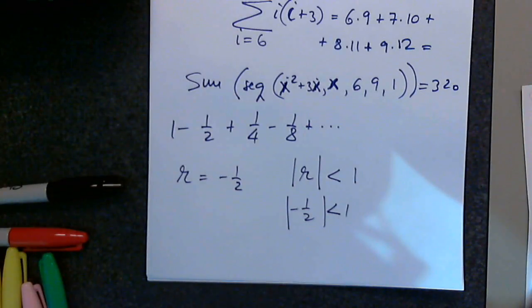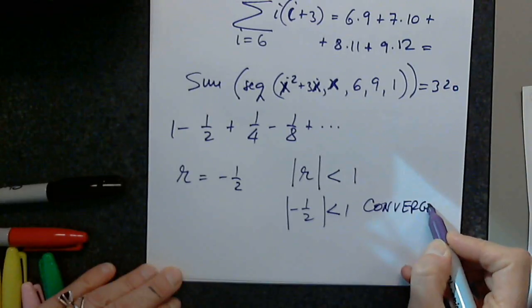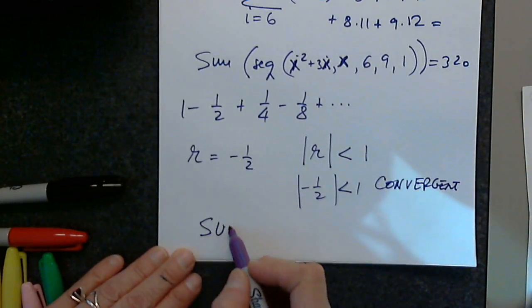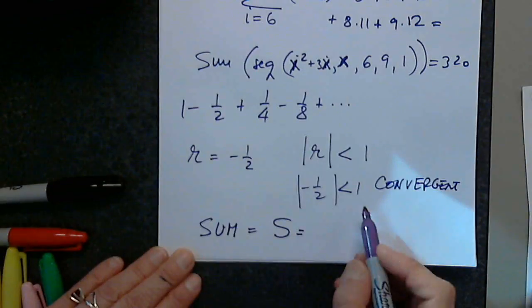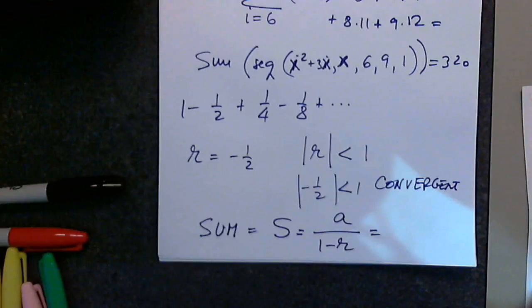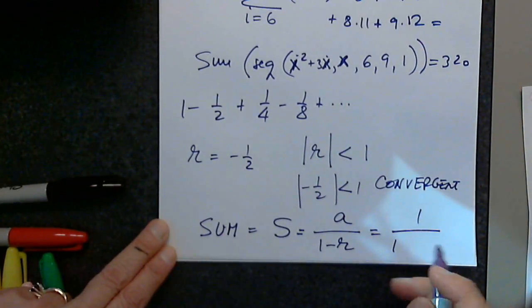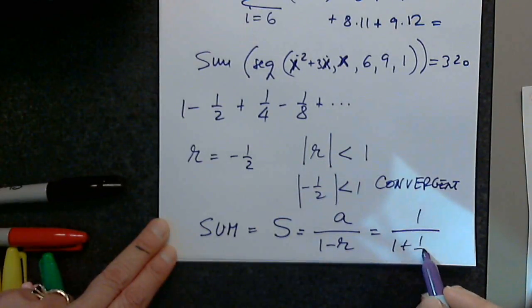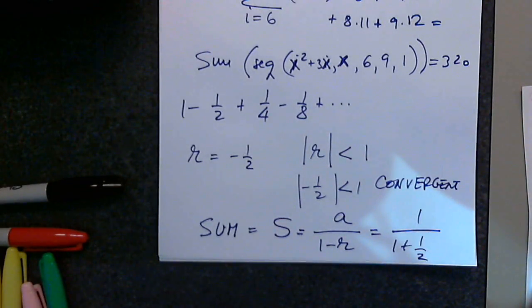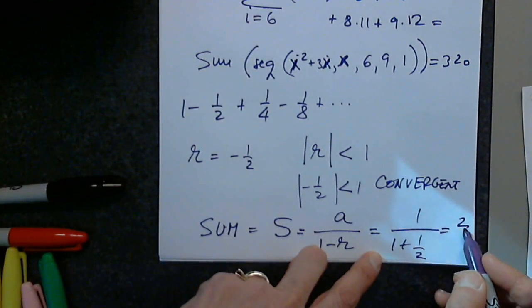So what do I conclude about this infinite geometric series? It is convergent. And let's determine the sum. The sum is S, which is A divided by 1 minus R for the infinite geometric series. So A is 1 over 1 minus negative 1/2, which is plus 1/2. 1/2 plus 1 is 3/2, and I have to flip. So this is 2/3.